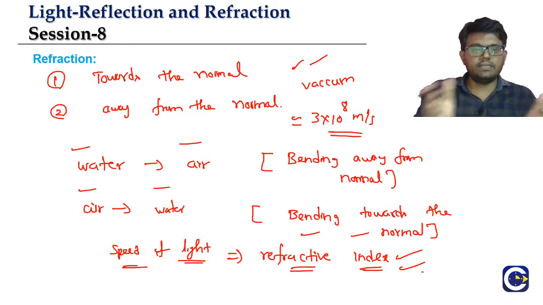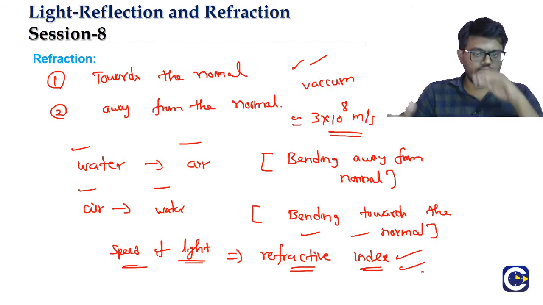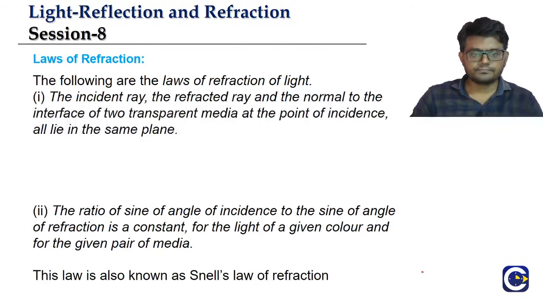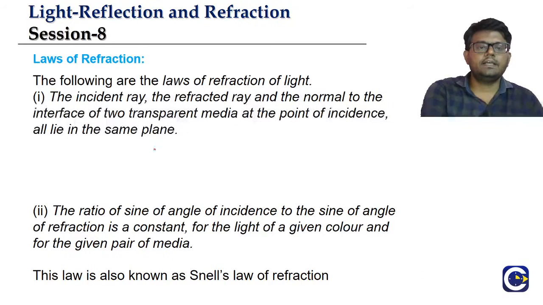So refraction we will see in two cases, guys. Either the light rays bend away from the normal when you move from one medium to another, or they bend towards the normal. Why is this happening? Because in different media the speed of light will be different, and we will relate this to a property called refractive index. Now, whenever we look at refraction as a phenomenon, just like reflection has laws of reflection, here also we have laws of refraction.